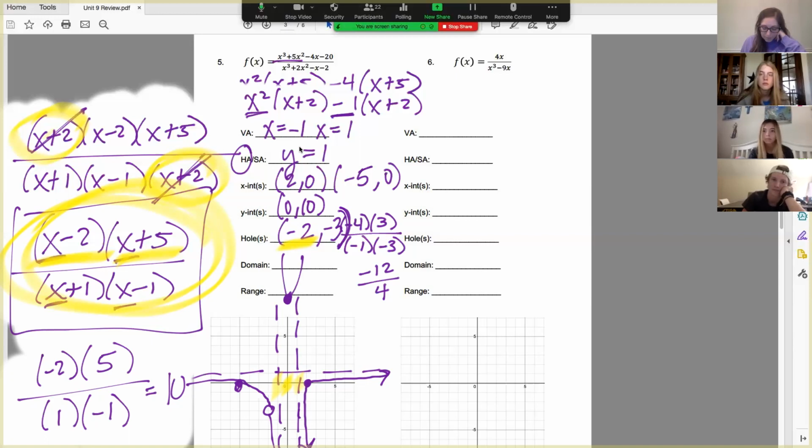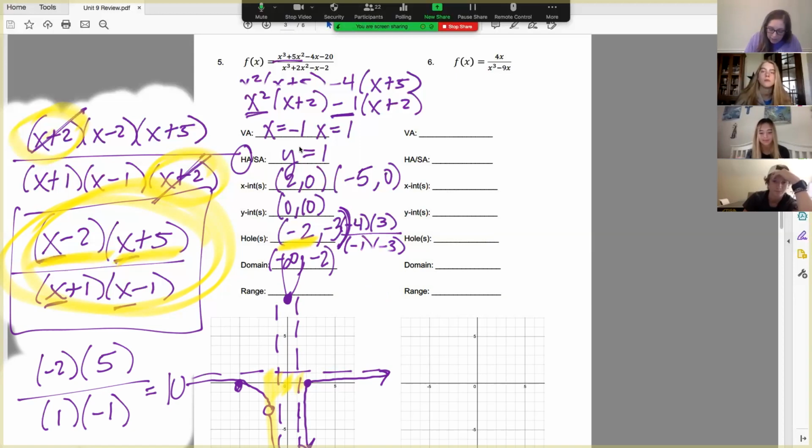Okay. Then for domain and range, you're only stopping at holes and at asymptotes, okay? And at the end of it, it's always going to start at -infinity and go all the way to +infinity. So I start all the way to the left, -infinity. I stop at this hole right here, and I want the x value of the hole, which is -2. So I've stopped there.